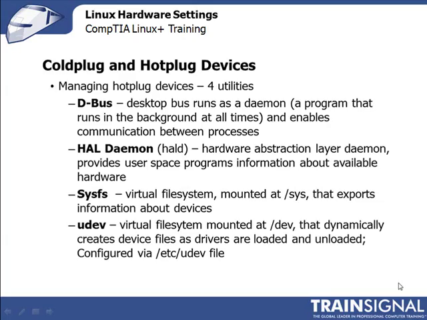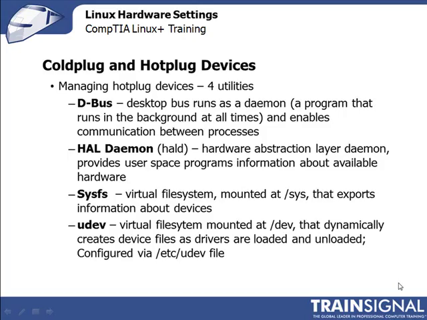In order to manage hot plug devices, Linux uses 4 utilities. Before we talk about them, we first need to understand 2 key terms. A daemon, luckily not the kind that you read about or see in the movies, is a program that runs in the background at all times, waiting for some occurrence to happen. And a user space program is one that no matter if a regular user or root runs it, it is still run as an ordinary program.